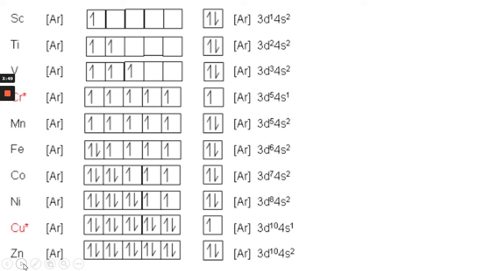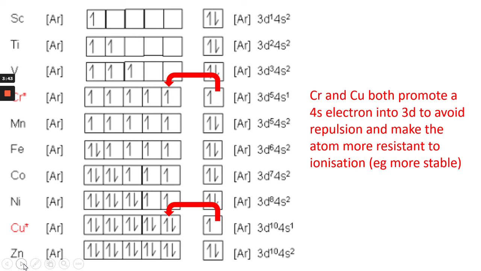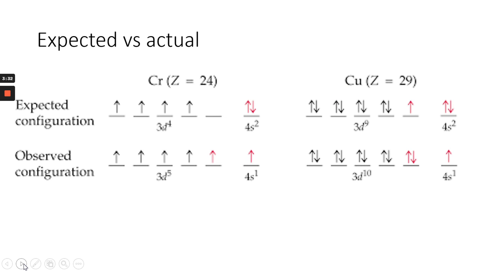So if we look at chromium and copper, I've highlighted them in this graphic in red. And what happens is an electron will be promoted from 4s into 3d so as to avoid repulsion and to make the atom more resistant to ionization. So these are the expected and observed configurations.